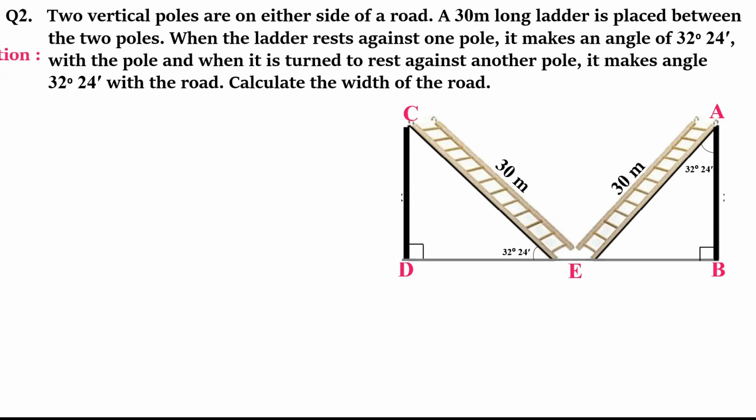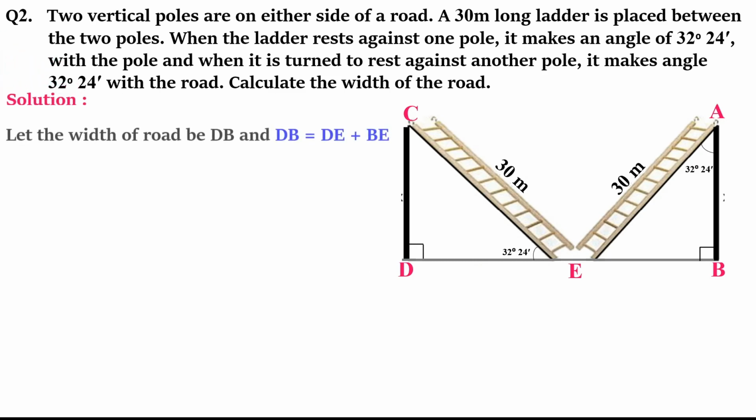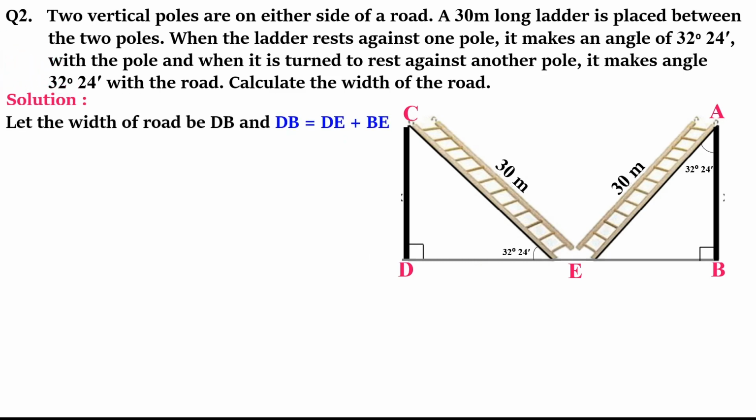So let's start with the solution. The first thing we are doing is noting down our aim. Let the width of the road BD be equal to DE plus BE. Then the next thing, we will take both the right triangles one by one. So first of all, we are taking right angle triangle AEB. And in this one side and one angle is known, so we can make use of the T ratio.